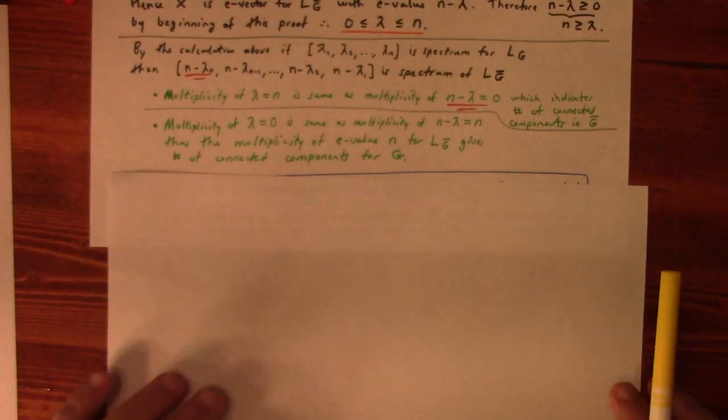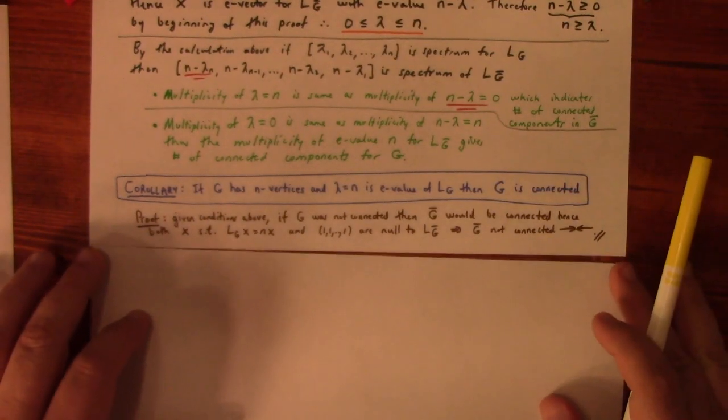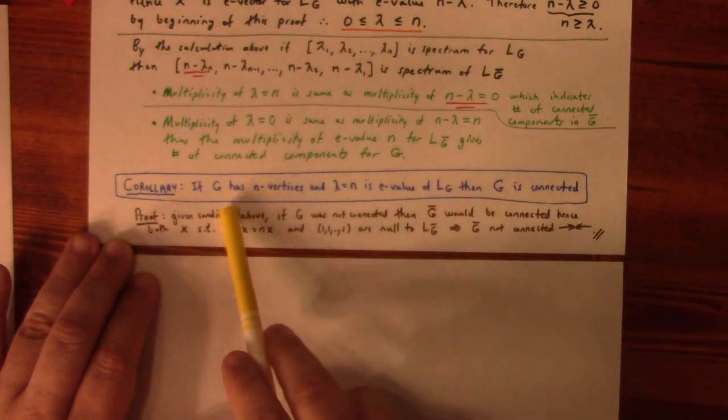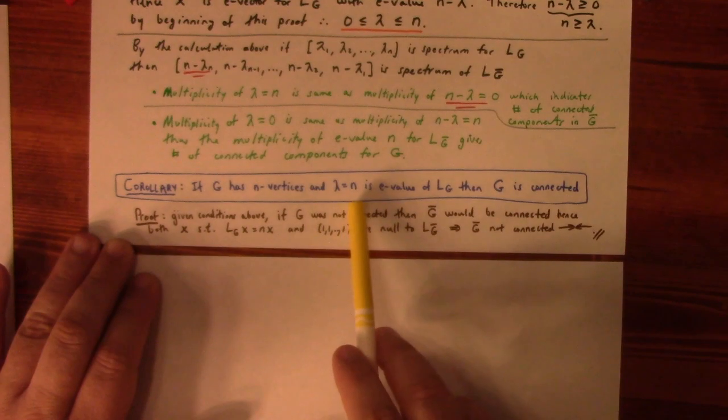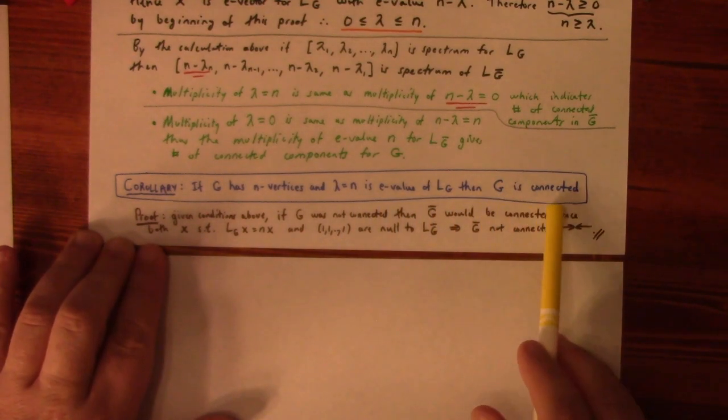And there's all kinds of other neat little things you can say about connecting the spectrum of the graph and its complementary graph. But here's a corollary to the theorem. If G has n vertices, and n is an eigenvalue for the graph Laplacian, then G is connected.